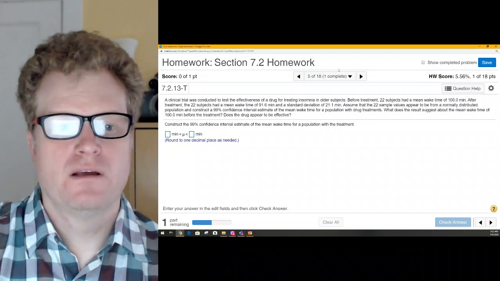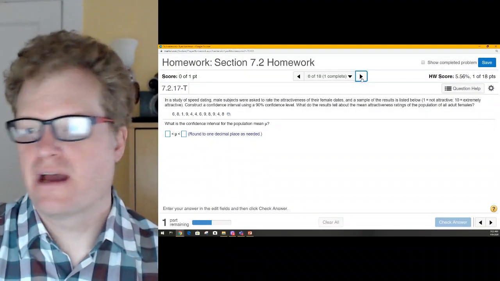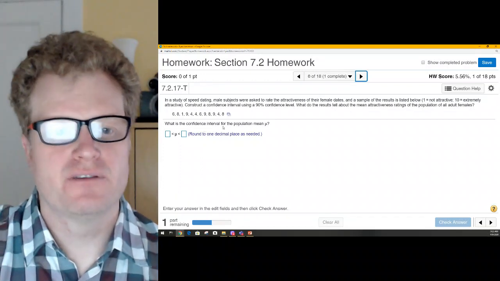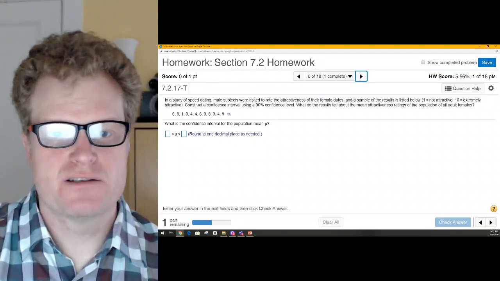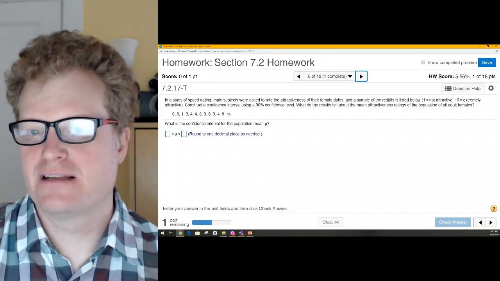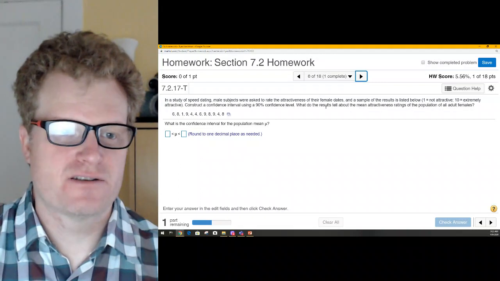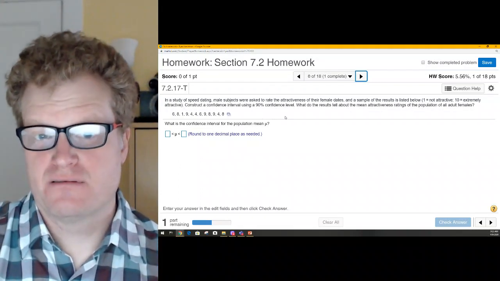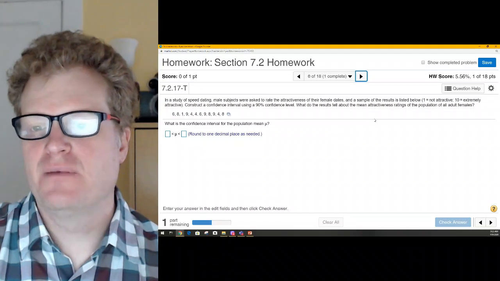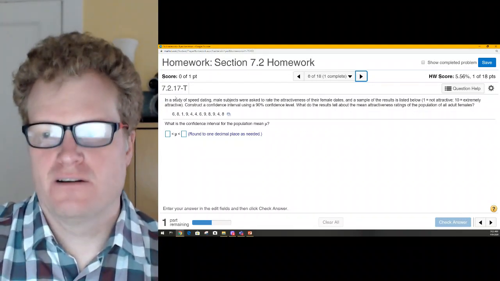Okay. Let's do one more example with actual sample data. Here we have the study of speed dating. Male subjects were asked to rate the attractiveness of their female dates, where 1 is not attractive and 10 is extremely attractive. Construct a confidence interval using a 90% confidence level. What do the results tell about the mean attractiveness rating of the population of all adult females?